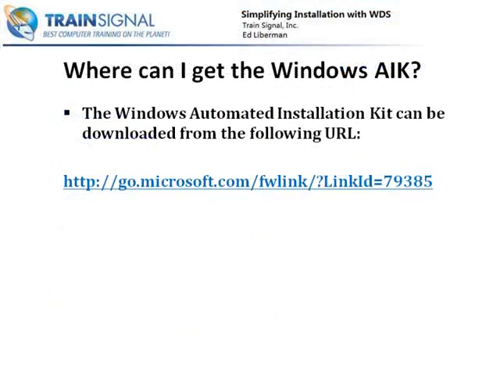Now, the one last thing I want to make sure that you absolutely know is exactly where to get the Windows Automated Installation Kit. I told you it was a free download from Microsoft. Well, on the screen I have the specific URL that you can use to download this tool. So feel free to pause the video and jot down this URL if you aren't able to locate it on your own.